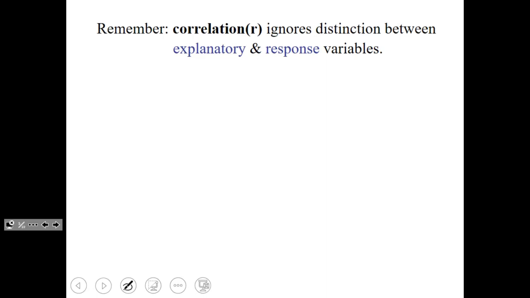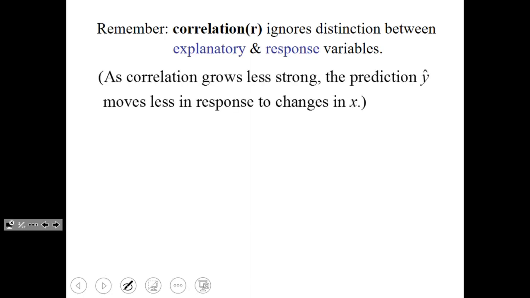Now remember, correlation doesn't care about the difference between the explanatory and response variable. If I put my explanatory on the y-axis and my response on the x-axis, my r is still going to be the exact same. I might try that today just so we can see how that works. Now remember that as correlation goes less strong, the prediction moves less in response to changes in x. Our error is also likely to get bigger. So the weaker our correlation, the closer it is to 0, the less I'm going to see changes.